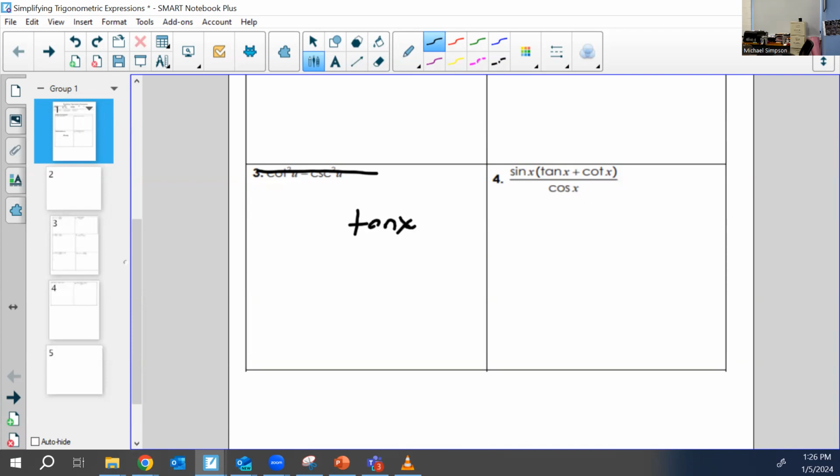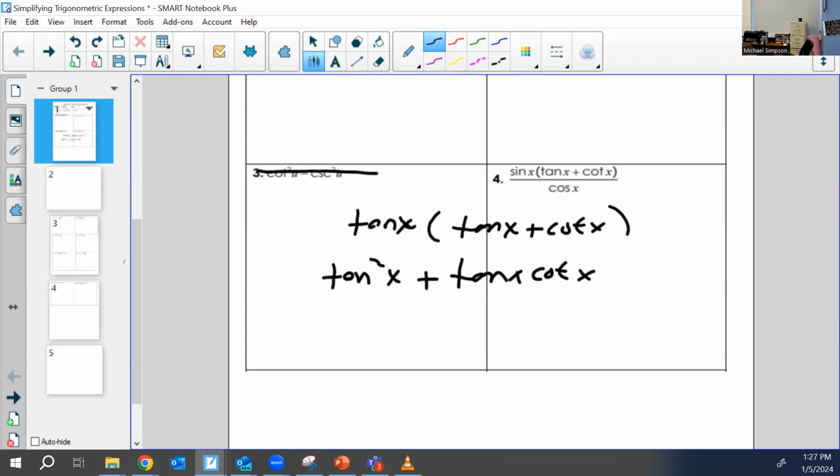Okay, so we have tangent times. Good. What's the next move? Say it again. There you go. What are you going to say? No, I get tangent 10x, tangent squared. So we're going to distribute now, right? Tangent squared x plus tangent x cotangent x. Okay, what's my next move?